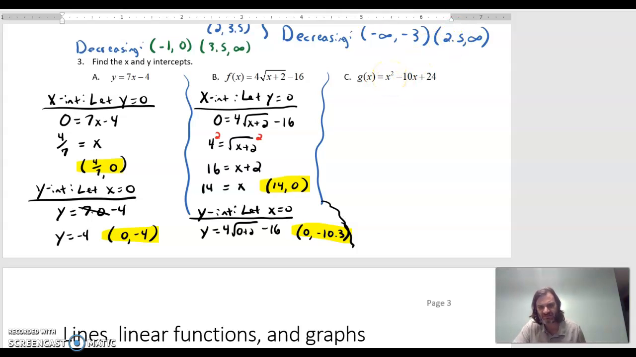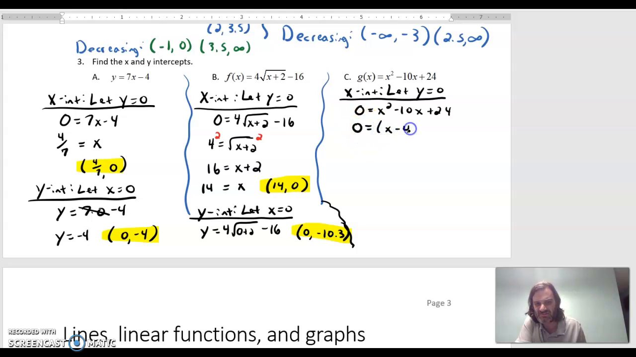The last one we need to find the x and y intercepts for is g of x equals x squared minus 10x plus 24. Again, with the x-intercept, we let y, or in this case g of x, be 0. So 0 equals x squared minus 10x plus 24. This is a quadratic. We can solve it by factoring. So 0 equals x minus 4 times x minus 6. You set each one of those equal to 0 and you get x equals 4 and x equals 6. So you get two x-intercepts, 4, 0, and 6, 0, which is not a bad thing.